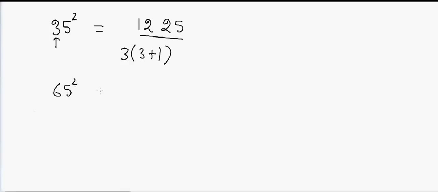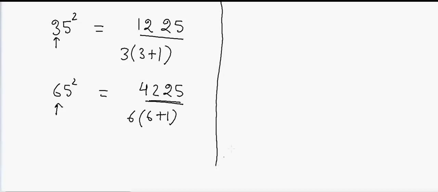65 square, in that case I have to write 25, and then I'll take 6. So multiply 6 by 6 plus 1, that will be equal to 7. 7 into 6 is 42. So the answer is 4225. So how this trick works, so let's look into that.